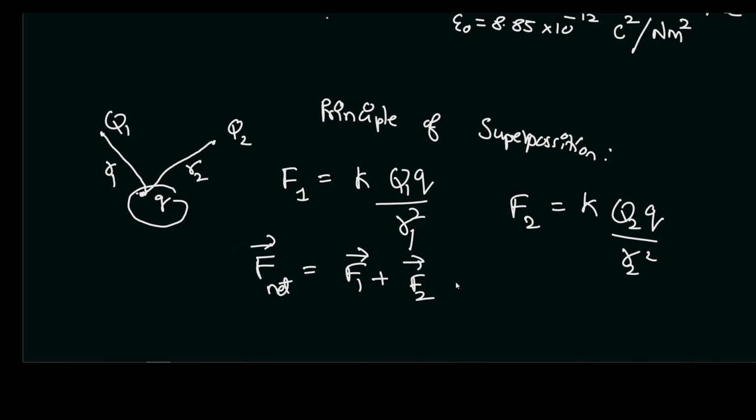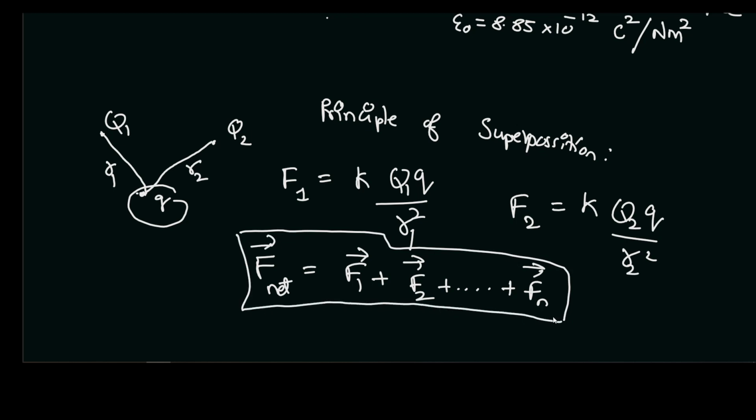And in general, if we have n number of particles, then we can simply add up n number of forces due to n number of charges. This is the principle of superposition. Here these are vector equations. We can have a unit vector r1 and unit vector r2.